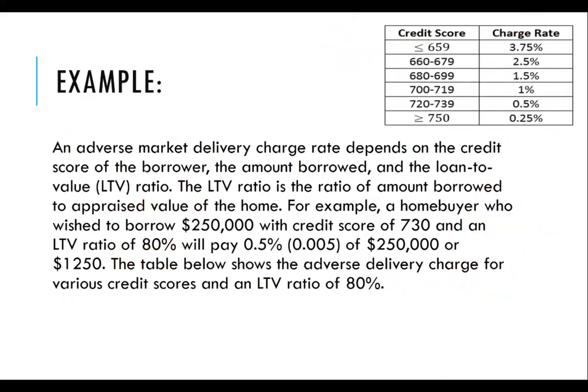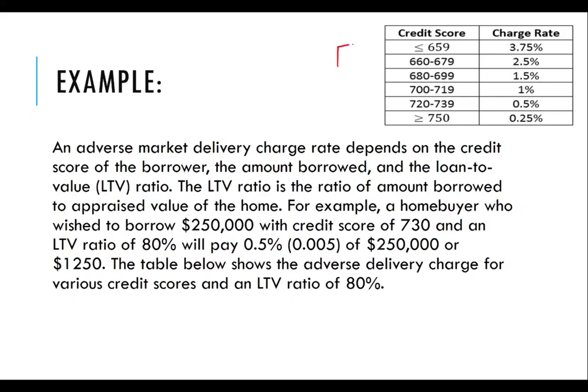An adverse market delivery charge rate depends on the credit score of the borrower, the amount borrowed, and the loan-to-value ratio, LTV for short. The LTV ratio is the ratio of amount borrowed to appraised value of the home. For example, a home buyer who wished to borrow $250,000 with a credit score of 730 and an LTV ratio of 80% will pay 0.5% or 0.005 of $250,000. Which is really $1,250.